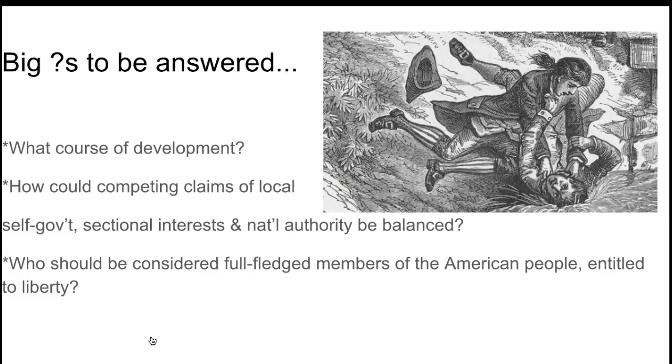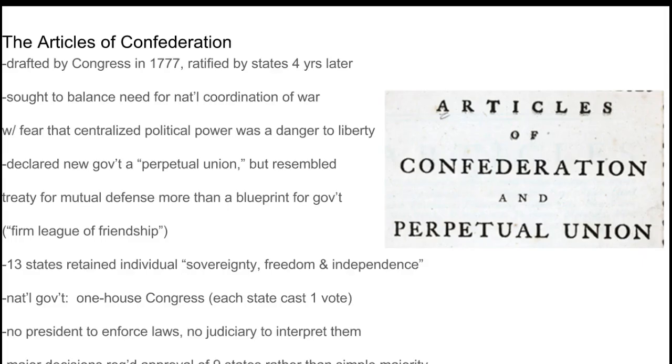And who's going to be considered full-fledged members, American citizens? Who are going to be the beneficiaries of this liberty that they just fought for in the war? It's not going to be the enslaved population, not going to be the women. So basically it's going to be white males. Then you have to decide, is it going to be all white males or the rich white males, and how are you going to determine that criteria?